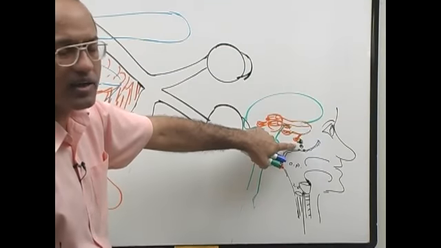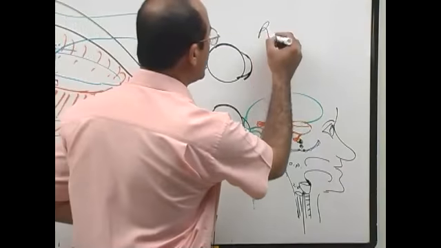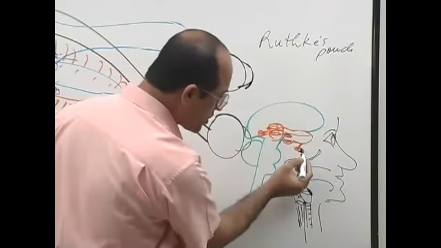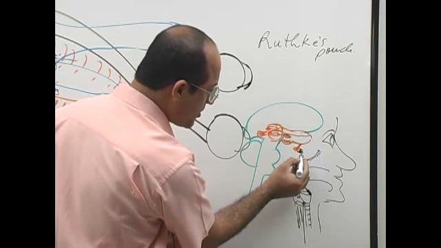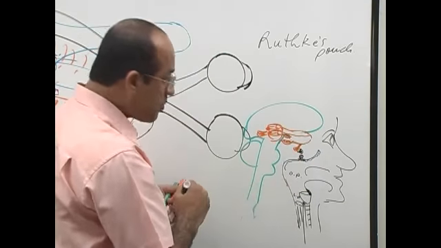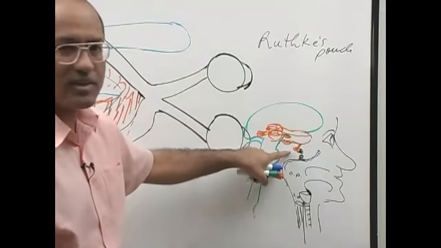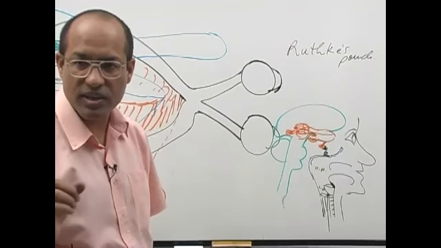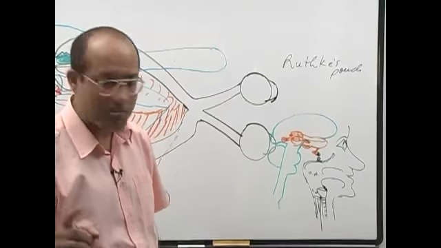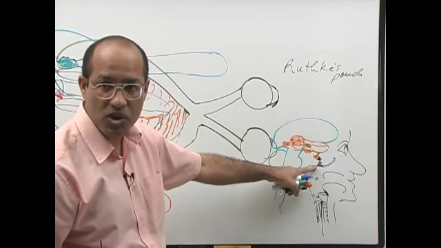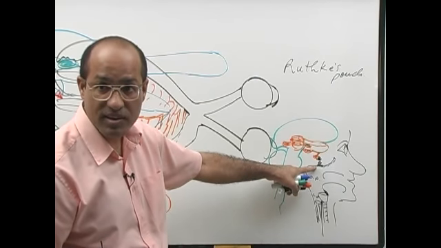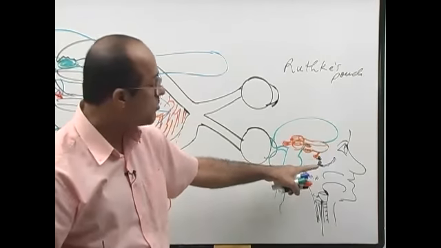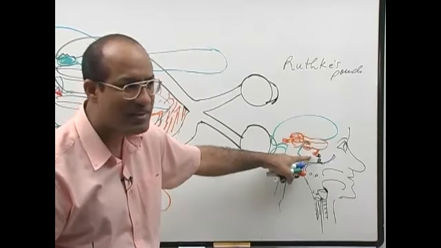And this pouch is called Rathke's pouch. Have you heard of it? Yes. Rathke's pouch. So anterior pituitary is a derivative of Rathke's pouch. Posterior pituitary is a derivative of diencephalon. So you got your answer? Anterior pituitary is a derivative of Rathke's pouch, which is developed as an invagination moving upward and backward from the nasopharynx. So anterior pituitary is not part of the diencephalon, but posterior pituitary is a part of diencephalon.